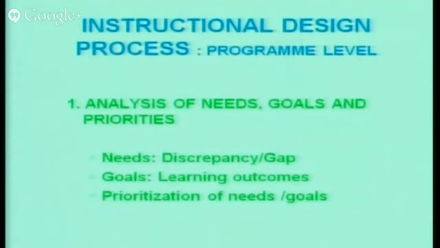Now, first few activities at the program level, that is at the institution level. One is analysis of needs, goals and priorities. The instructional design results from some perceived need. In the context of vastly changing technology being the characteristics of modern industrial society, instruction imparted in technical education system, we have found that there is a gap between what is and what should be. And it is this gap between what is and what should be generates the need for a new instruction system, or at least a modified instruction system.